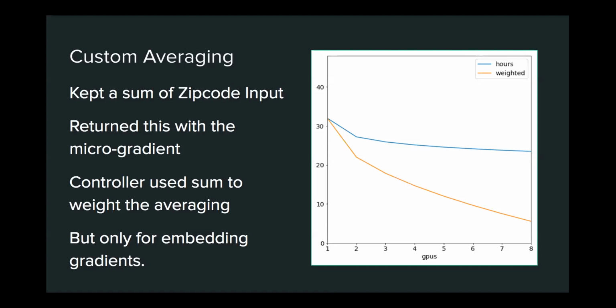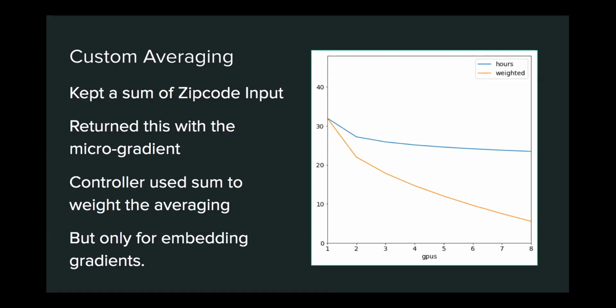I've not seen it documented in any library, but what we did was, for the zip code input going into the embedding, at each node we also accumulated the sum of the zip codes seen. Since it was a categorical embedding, you basically have a 1 for every zip code that shows up in that particular input. So if you saw 10 inputs and you saw zip codes 1, 2, 3, and 4, you'd have a 1 at each of these locations. We summed the weights across all of the inputs seen in a particular micro batch, and then returned that sum along with the micro gradient computed at that worker.